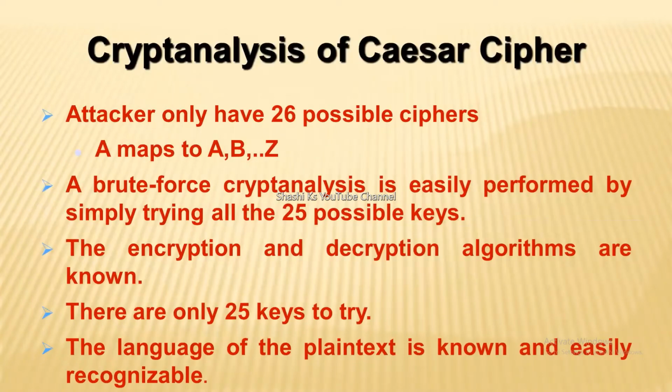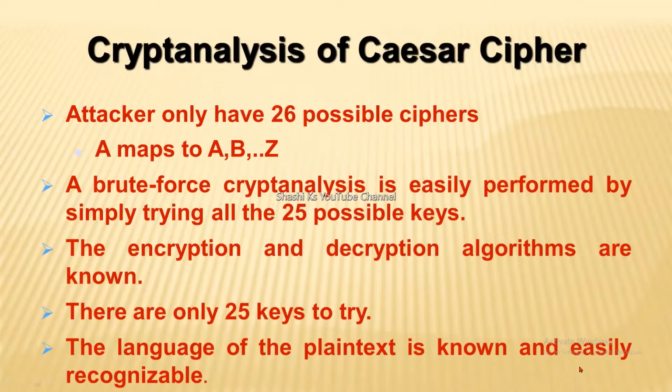When you do the cryptanalysis of Caesar cipher, to see how secure it is, the attacker has only 26 possible ciphers. If you take the letter A, it could be mapped to any one of the letters from A to Z. Obviously, if the plain text is A, mapping A to A doesn't make any sense. So you have 25 possible ciphers if you leave out that particular letter A. Then you'd have all the letters from B to Z. So you have 25 possible ciphers. A brute force cryptanalysis can be easily performed on the Caesar cipher by simply trying out all the 25 possible keys.